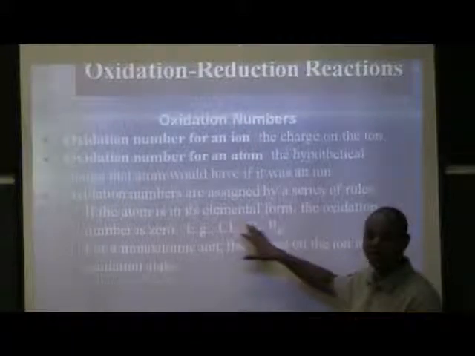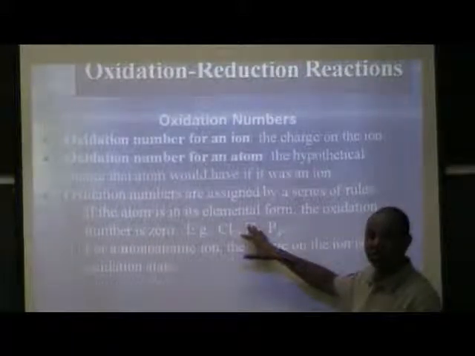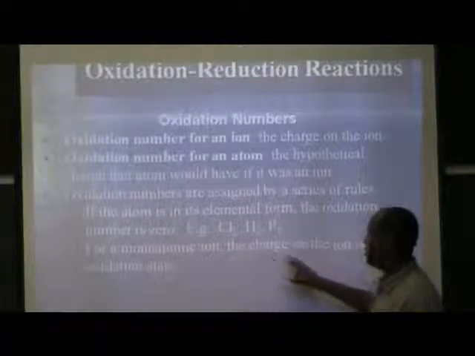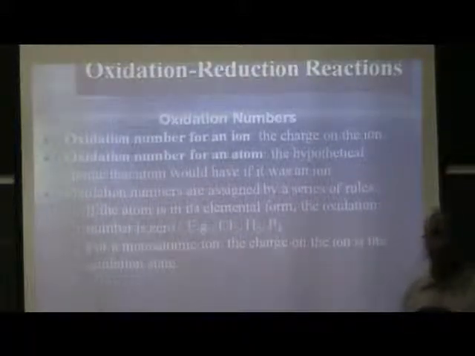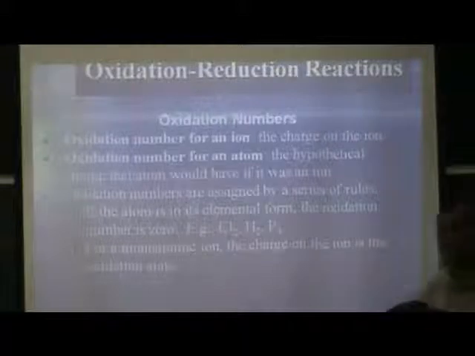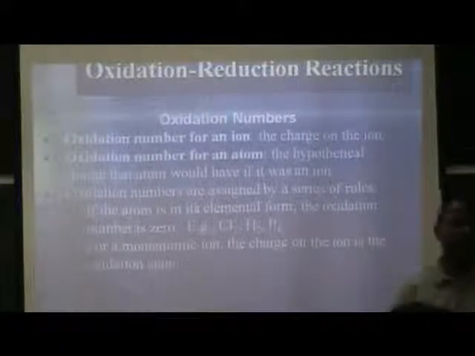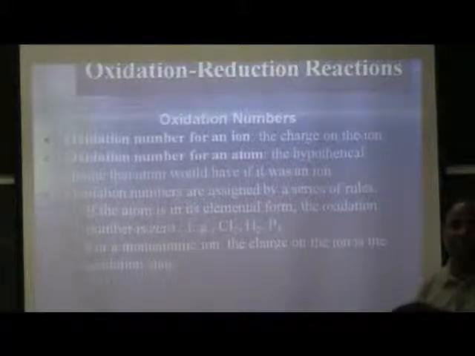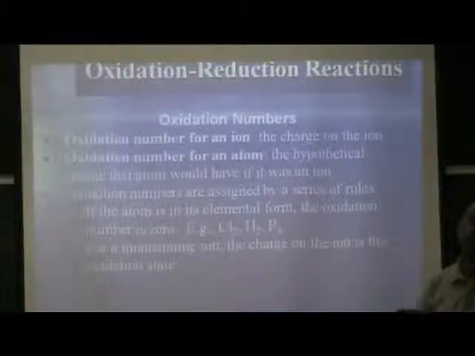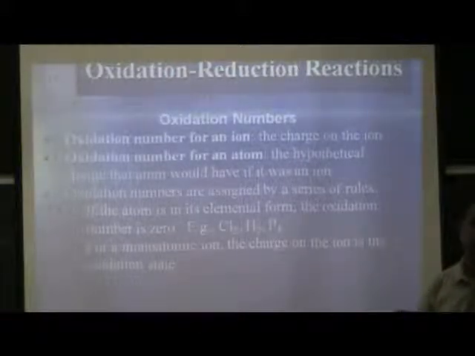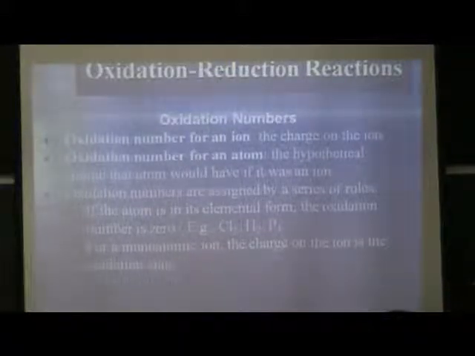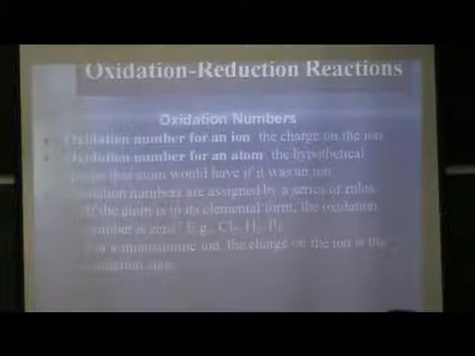Okay, so there's no combination here. It's 0. If you have a monoatomic ion, what are monoatomic ions from our chapter 2 lesson? Monoatomic ions are single atoms, right? These are the single atoms. The charge on the ion is the same as the oxidation state.